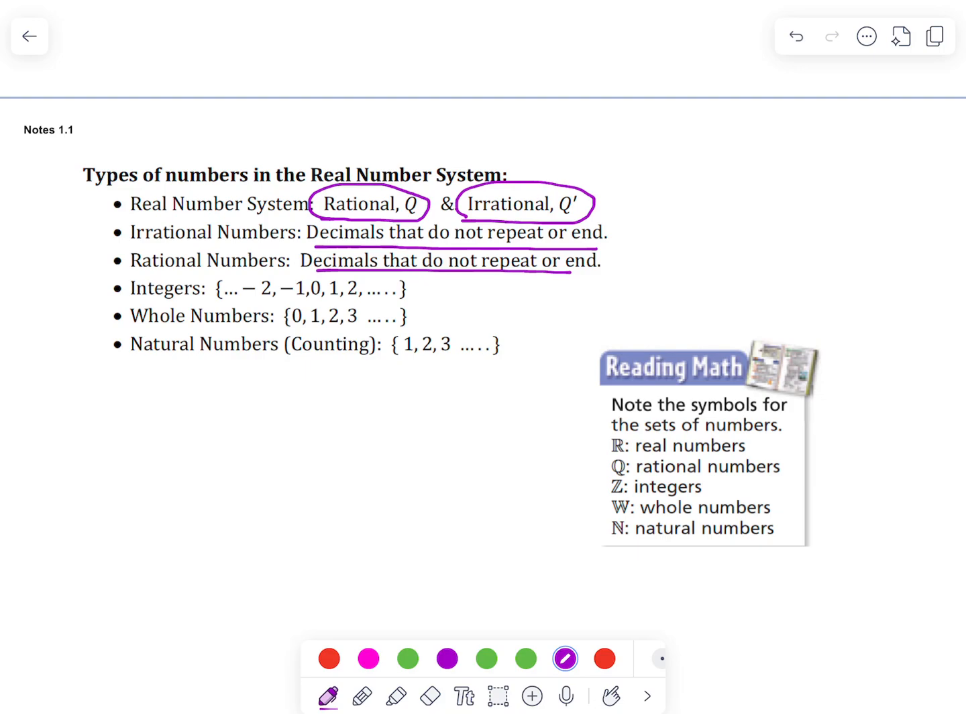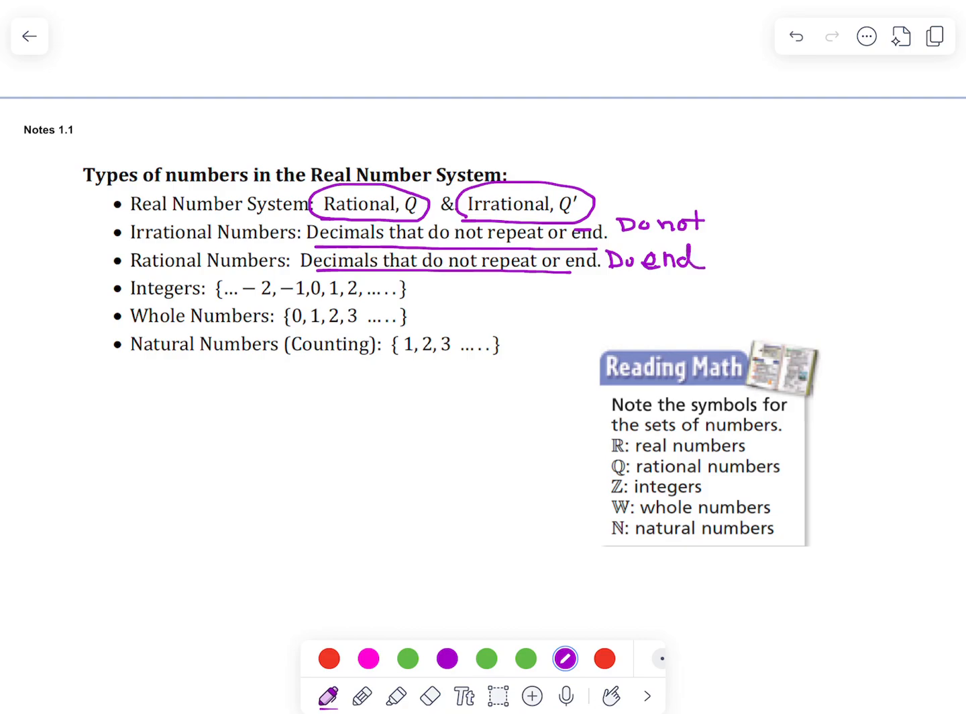Oh, there's a little typo there. This should say do not end. So say do not end. Where rationals do end. So just change that there, do end.